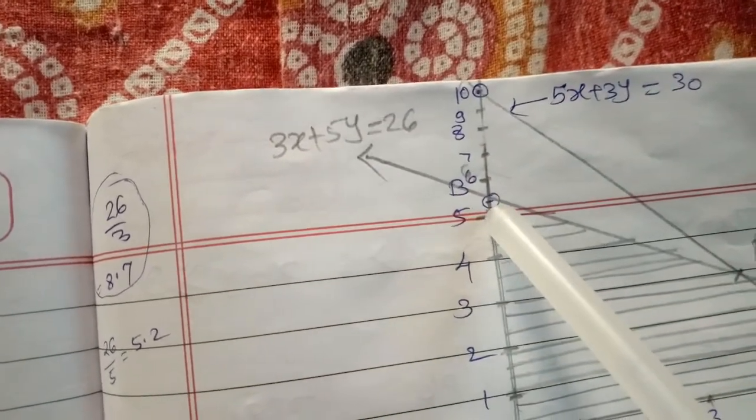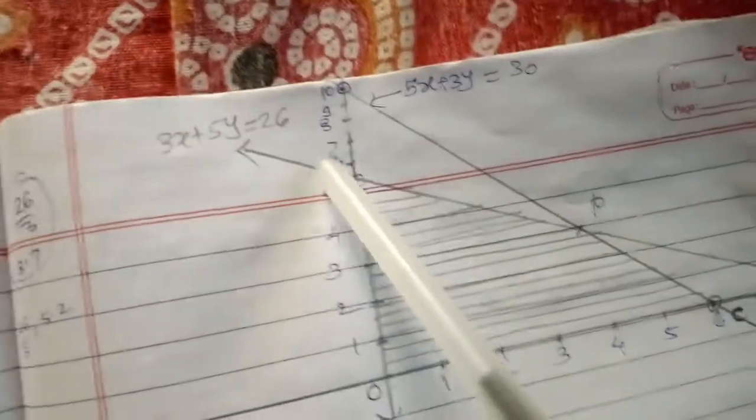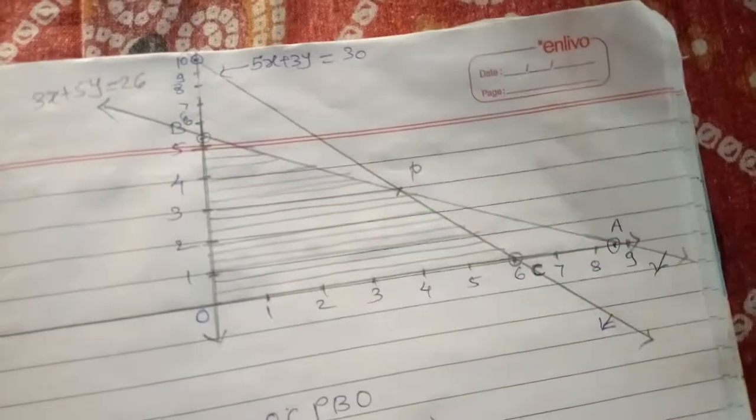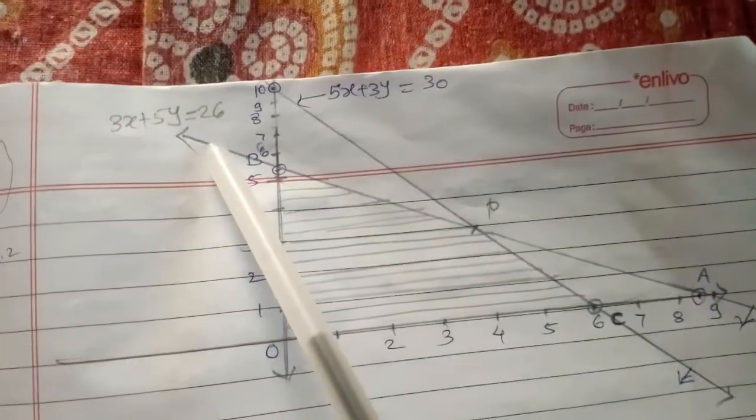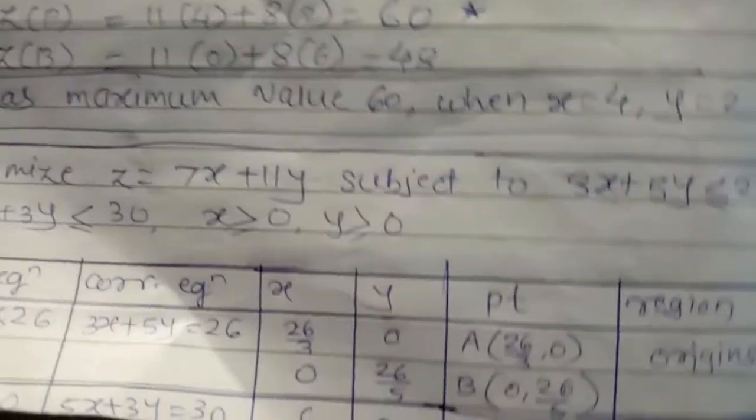So after 5 the two lines. So here we got our B point, and then we have to join this A and B. So A and B, we join here AB, and this is the line of the equation 3x plus 5y is equal to 26. So after that we have to plot the points C and D.